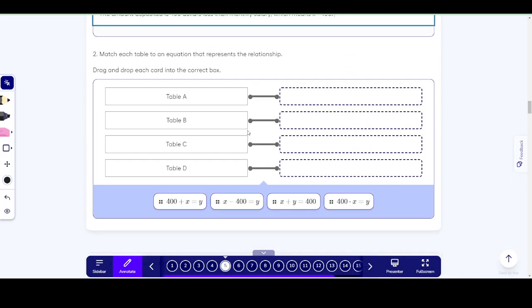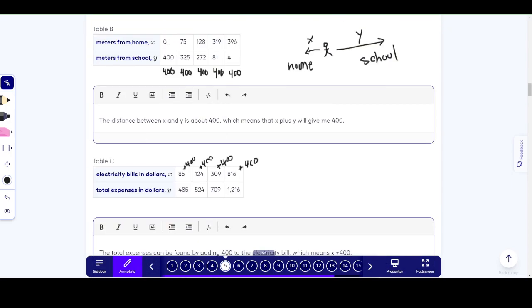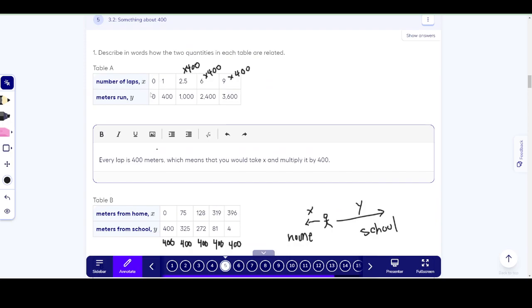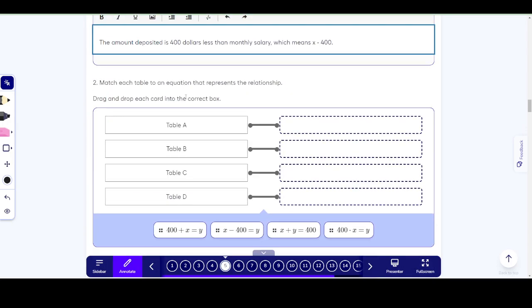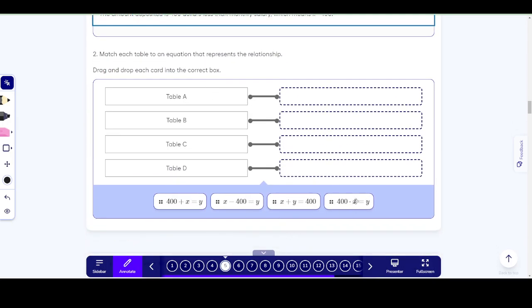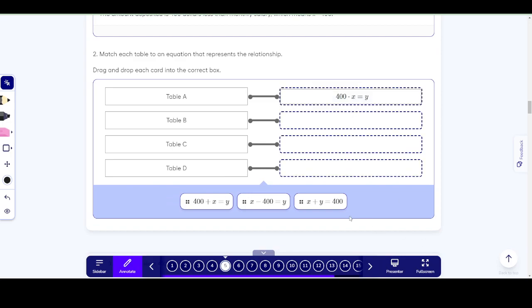So let's take a look at each one. Tables A, B, and C. We said that table A is every lap is 400 meters. So you are technically multiplying every time, because 0 times 400 is 0. 1 times 400 is 400. 2.5 times 400 is 1,000. So we can say that 400 times X is equal to Y.